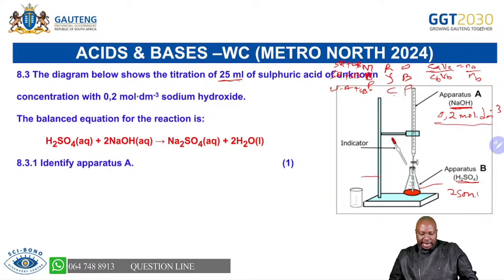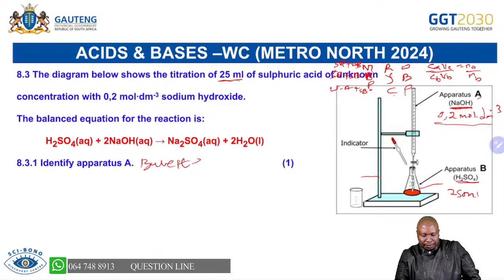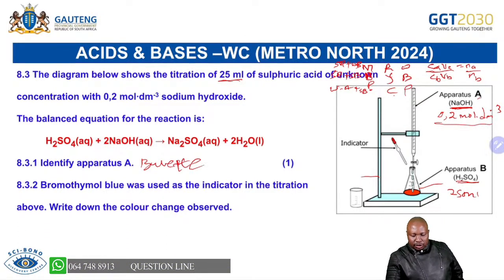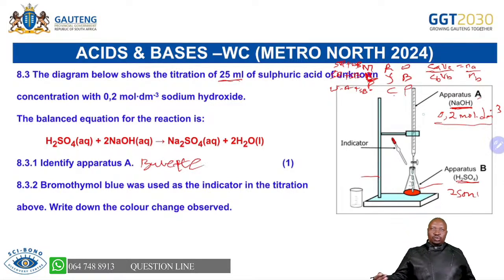Identify apparatus A. We said it's a burette. You must know that this one is a burette, double T. And then we are saying bromothymol blue was used. We talked about it. Bromothymol blue, yes, for strong acid and strong base, neutral solution, we will definitely need.